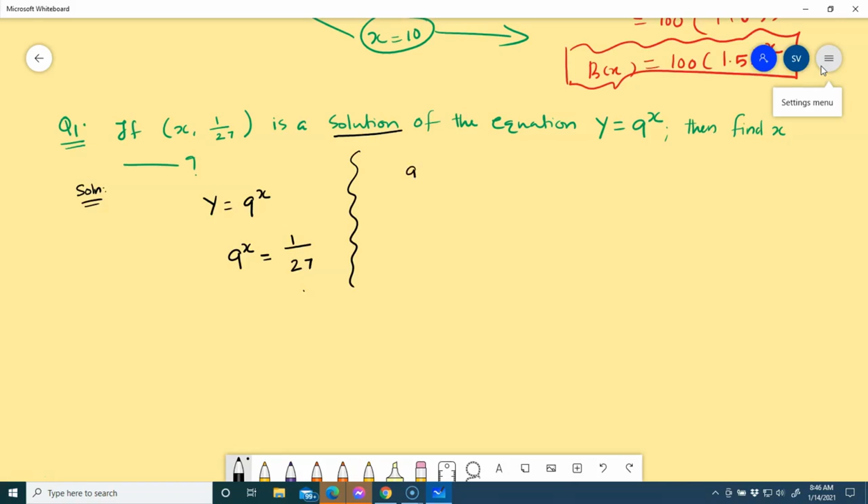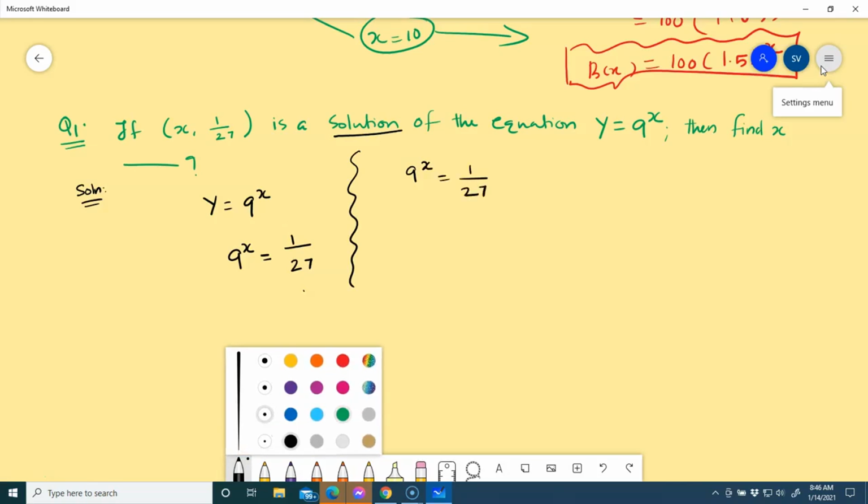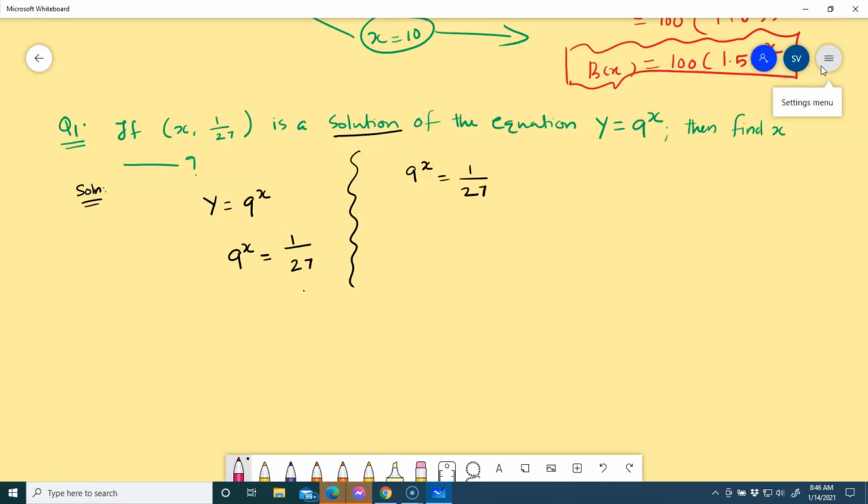Okay, so 9 to the power x is equal to 1 over 27. Let me use a different color. Okay, 1 over 27. So we can see that 9 and 27 are both multiples of 3, so we can make that in the form of 3. So this is 3 squared to the power x, and this is 1 over 3 to the power 3. So this is 3 to the power 2x is equal to 1 over 3 to the power 3. You can write that as 3 to the power negative 3.